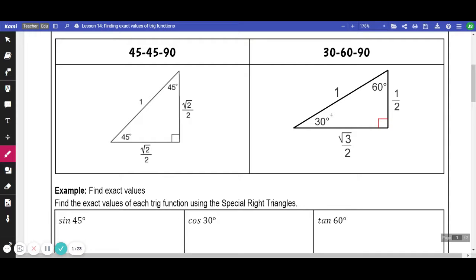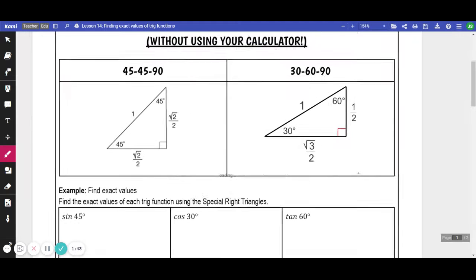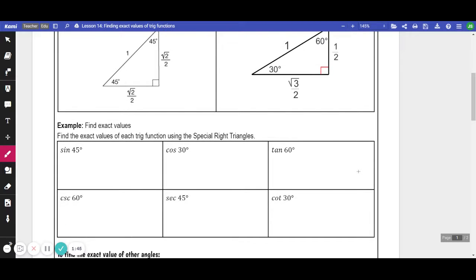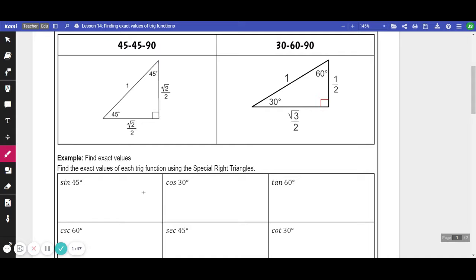The other special triangle is 30, 60, 90. So that means that the angles are 30 degrees, 60 degrees, and 90. Again, the hypotenuse is 1, and the two sides come out to be a half and root 3 over 2. So you need those triangles. You have to have those two triangles to do any of this. I'm going to make it a little bit smaller here so you can see. So we are going to use those two special triangles to find exact values of the trig functions.